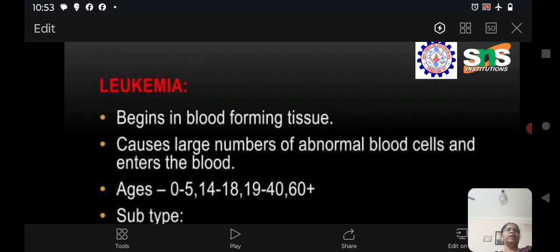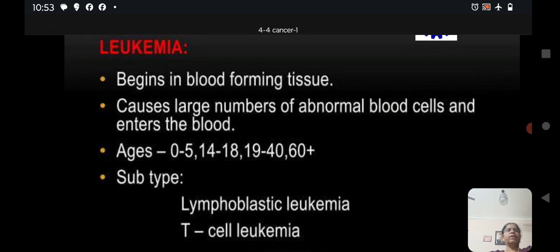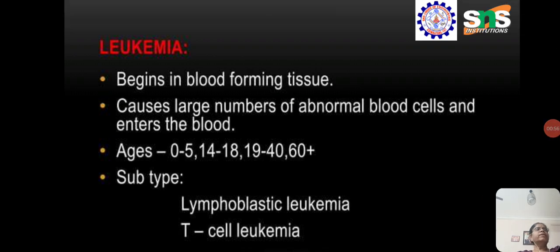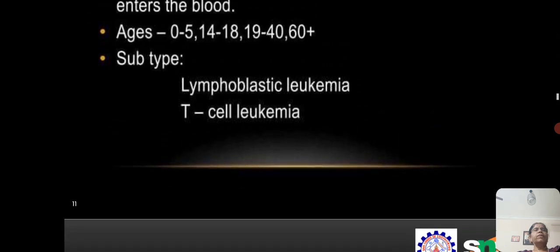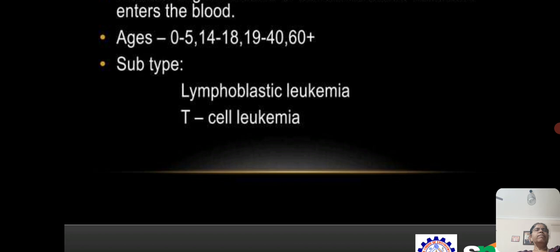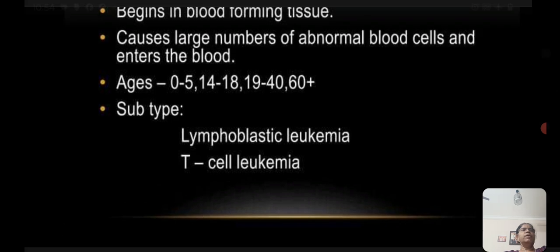And leukemia. What is this? Leukemia is another type of cancer. It begins in blood forming tissues. Blood cancer, we call it as leukemia, causes a large number of abnormal blood cells and enters the blood. Ages from 0 to 5, 14 to 18, 19 to 40, 60 plus age group persons get affected by this leukemia. It is common for children. Subtypes are lymphoblastic leukemia, T cell leukemia.